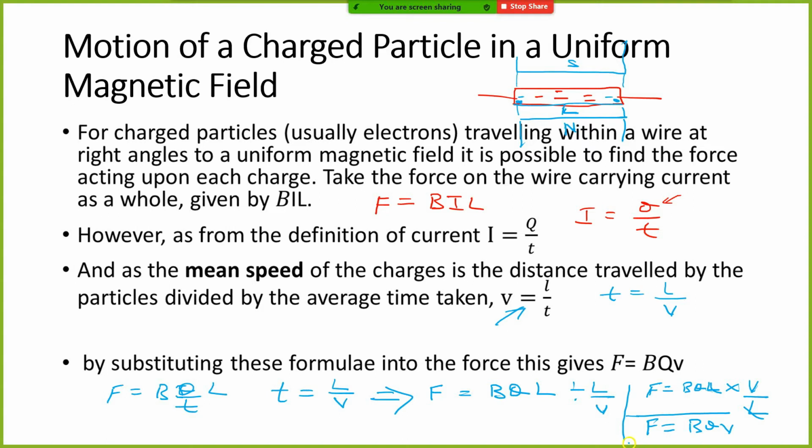So you have two equations that are related to force on a current-carrying wire. You have this one here, which is just talking about the entire wire. Now, whenever we're talking about the charges that are within the conductor, then this is the equation we use to find the force on those charged particles. Let me know if you guys see what I did here as relates to the proof.